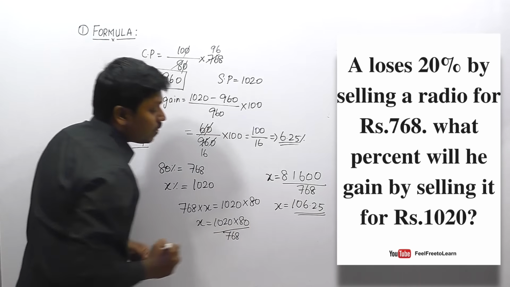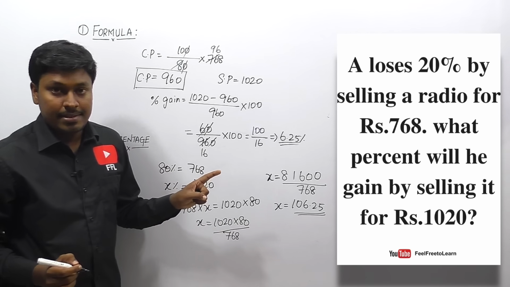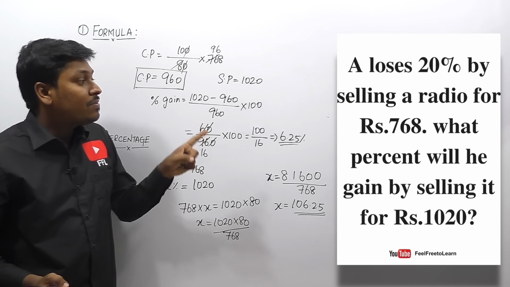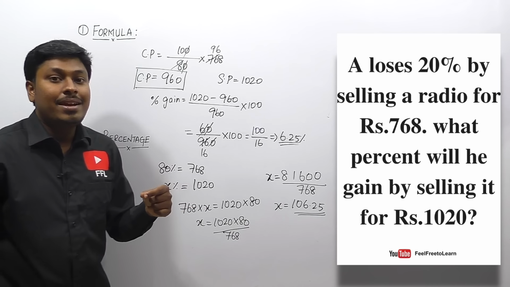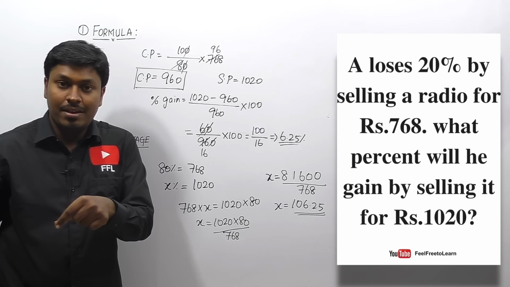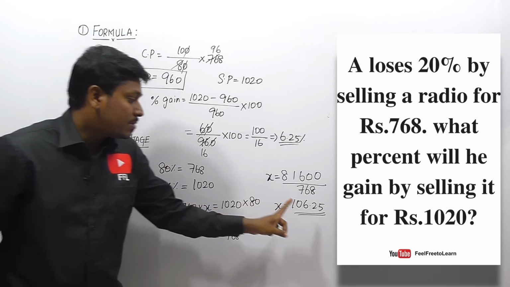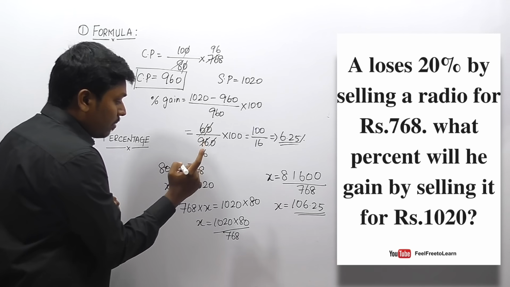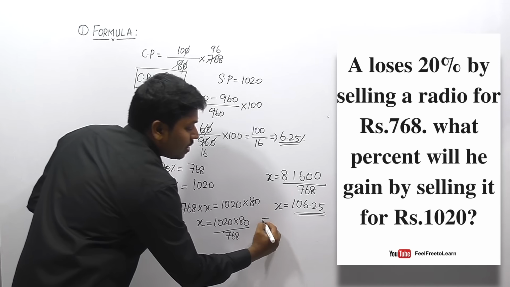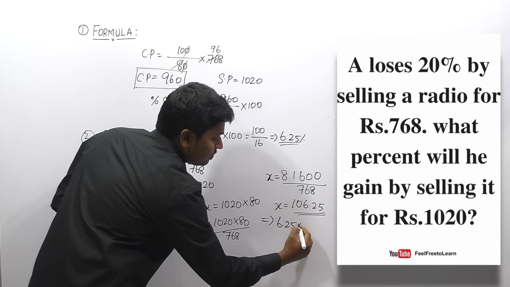Listen carefully, 106.25 will be the answer, but our target is to find the percentage gain. So this 106.25% can be taken as 100 plus 6.25. 100% will be the cost price, 6.25 will be the profit. So if he sold the same radio for the amount of 1020, he got a profit of 6.25%.